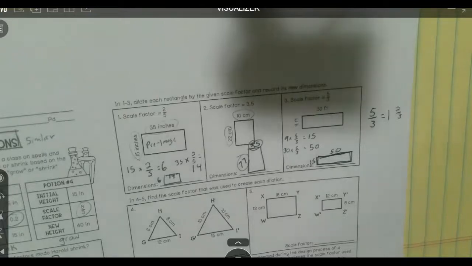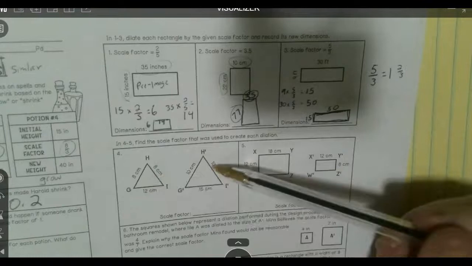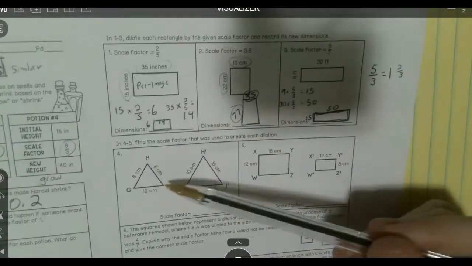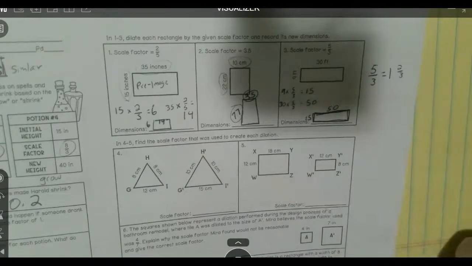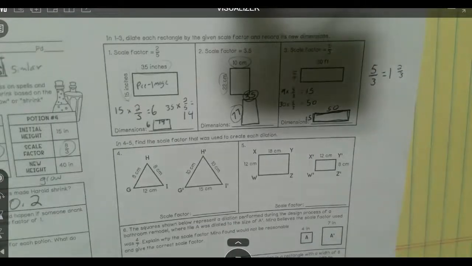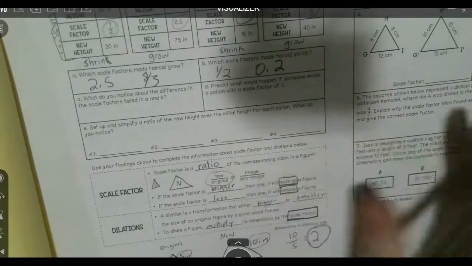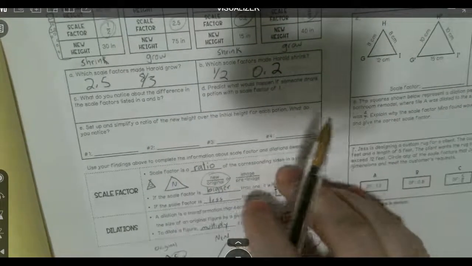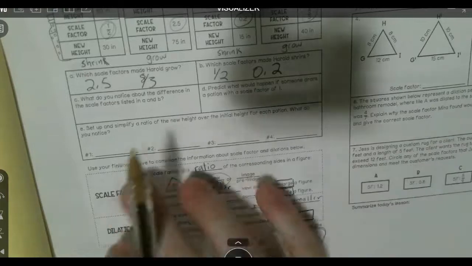Okay. So now that we've got this down, let's take a look at number 4. We're kind of doing it backwards. The shapes have already been dilated. You see we have triangle HGI, and then it's been dilated to HGI prime, and our job is to figure out what was the scale factor. All right, so this is very, very simple. And I want you to think back to when we were talking about this formula right here. In order to find scale factor, it's just a ratio or a fraction. The new shape divided by the original.